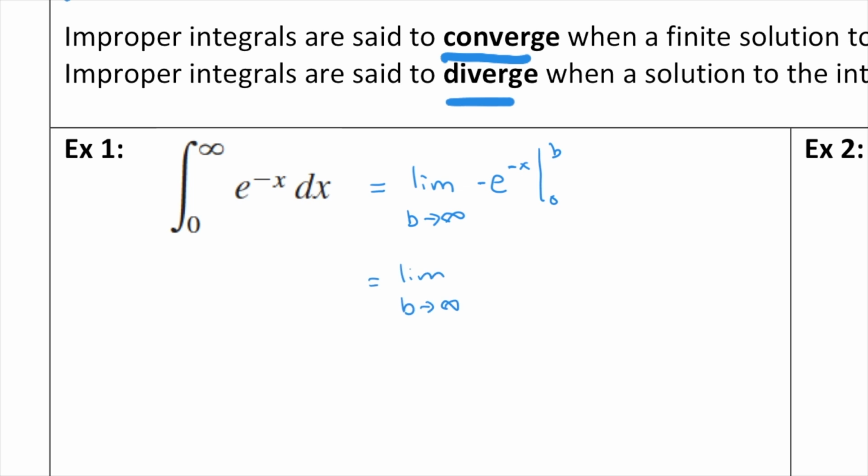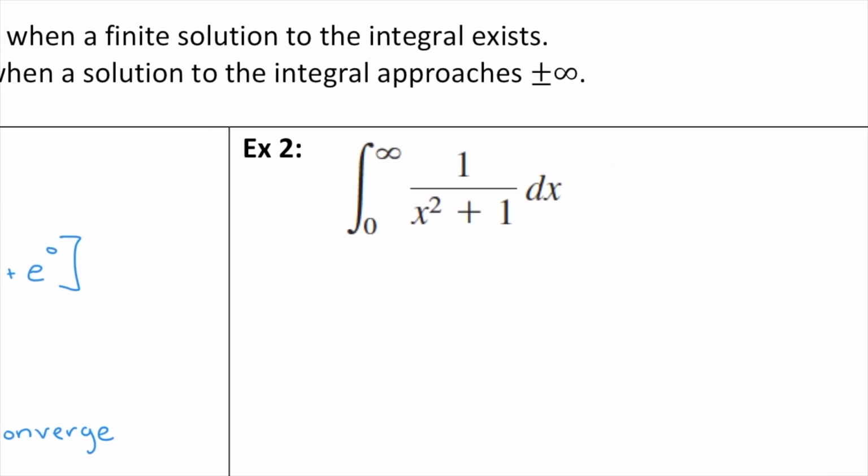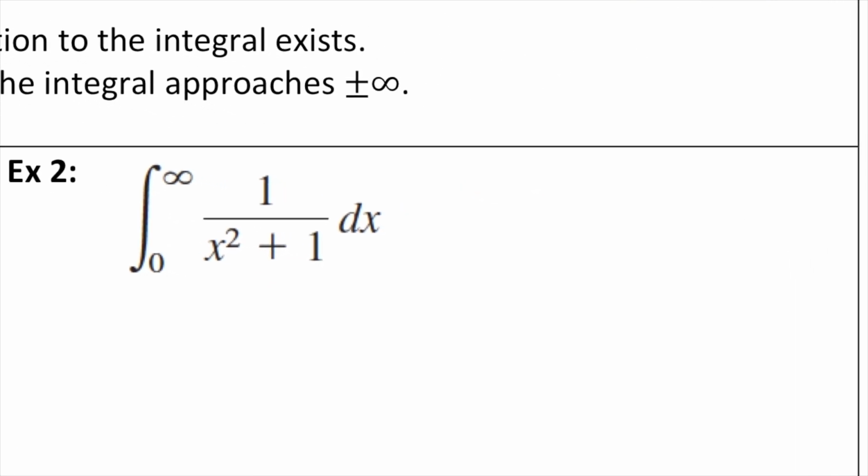We keep the limit, b goes to infinity, negative e to the negative b, then we substitute our 0, and minus minus becomes plus e to the 0. As we evaluate the limit, we notice that we're going to have negative 1 over infinity, which will tend to go to 0. So we have 0 plus 1, and the answer is 1. So because we have a finite answer, this integral is said to converge, and it converges to the value of 1.